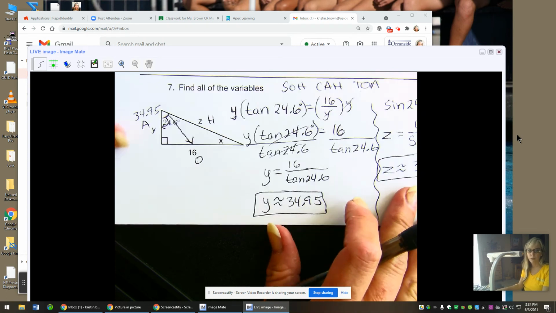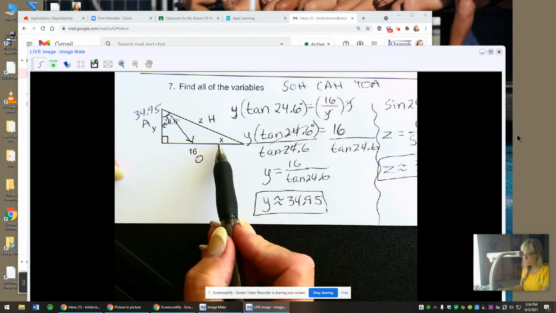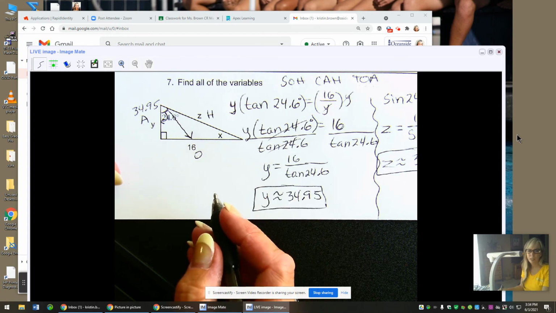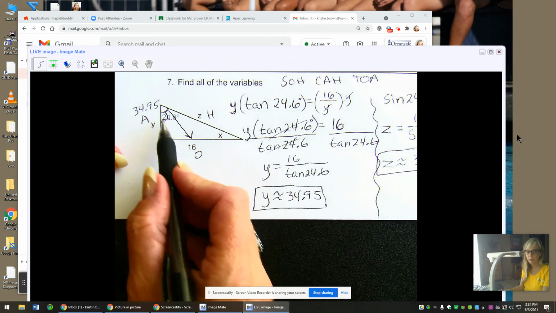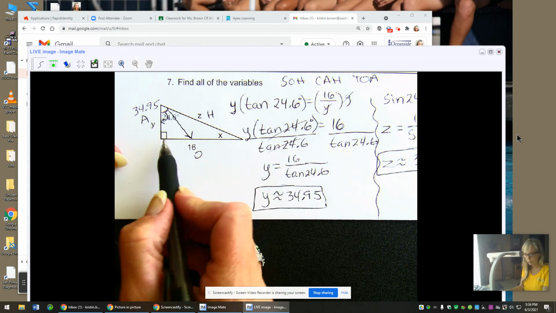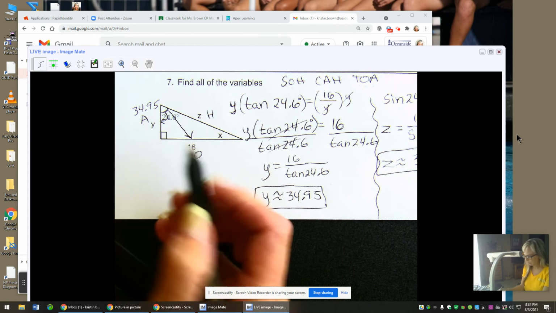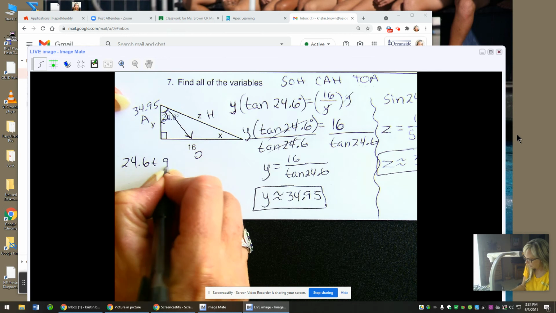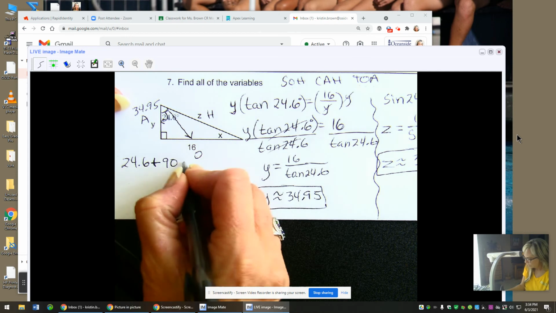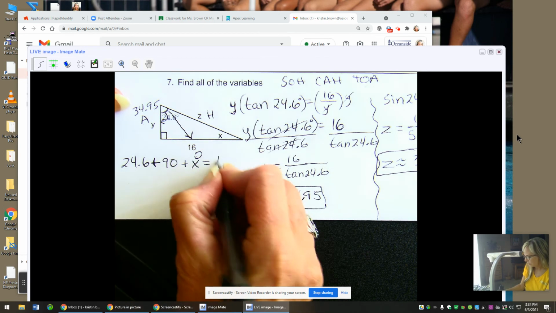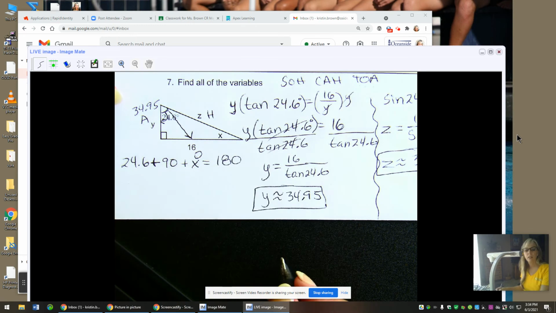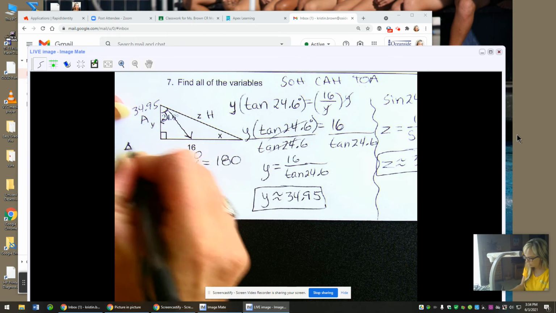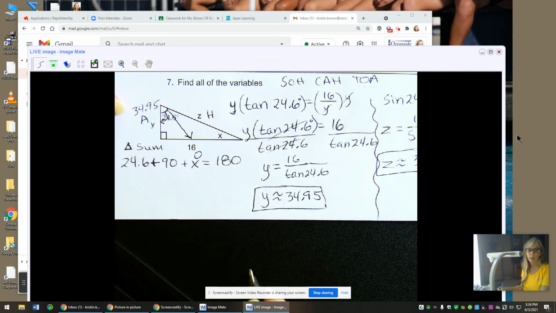All right, one more variable, x. We could use something called inverse trigonometry, which we didn't cover. It's totally not necessary because you've got two angles. You need the third one. You have 24.6. Don't forget we have a 90-degree angle here. So it's as simple as 24.6 plus 90, plus the unknown. All triangles, angles add up to 180 degrees. That's called triangle sum theorem.